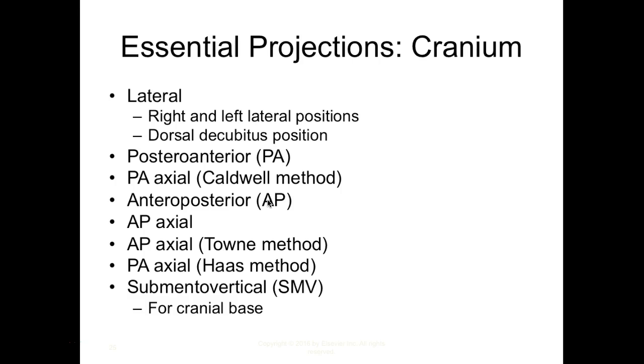All right, so these are the projections of the cranium. We have the lateral, and then we're going to talk about different ways that you can get the lateral projection. So don't freak out. The centering is exactly the same, and the MSP and IPL and all that is exactly the same. It's just different ways to get it, okay? There's the PA. There's PA axial, which is called Caldwell. There's the AP. There's the AP axial. There's the AP axial Towne's method. There's the PA axial Haas method. And there's the submentovertex, SMV. So we just call it the SMV. And that we use for the cranial base to see if there's any fractures of the cranial floor.